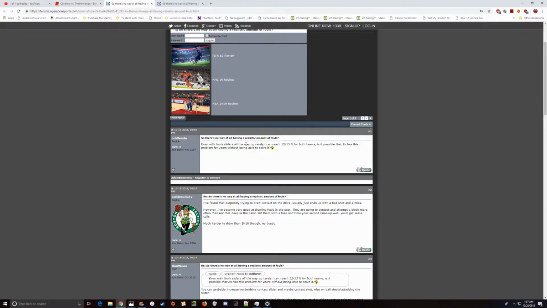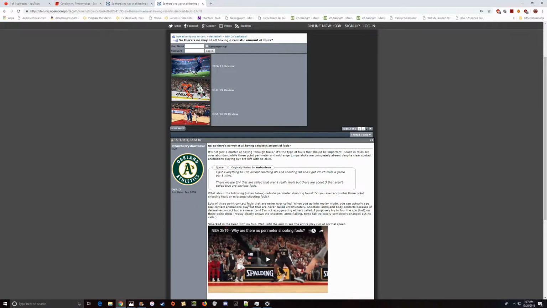Why are there not a realistic amount of fouls, shooting fouls? And why is it impossible to have unforced turnovers? The turnover number has been terrible for years since I've been playing 2K, period. Every 2K game, no unforced turnovers. The foul numbers are terrible. And then I go over to page 2 of this thread.